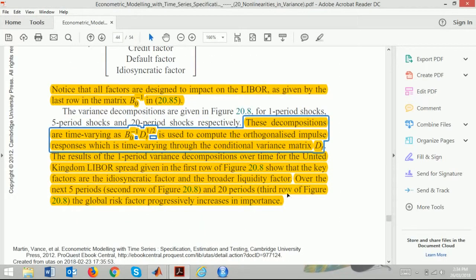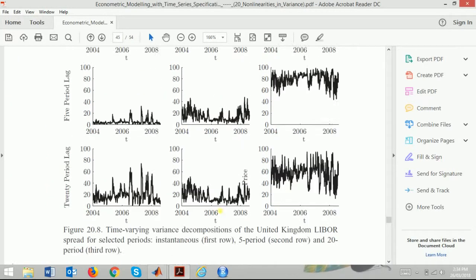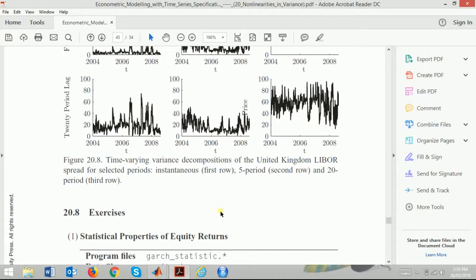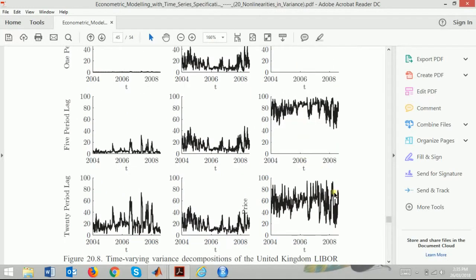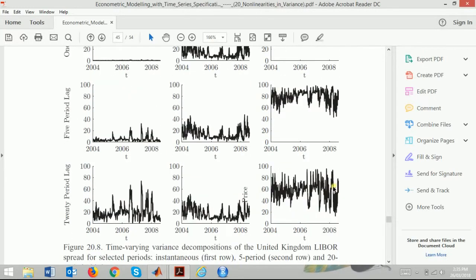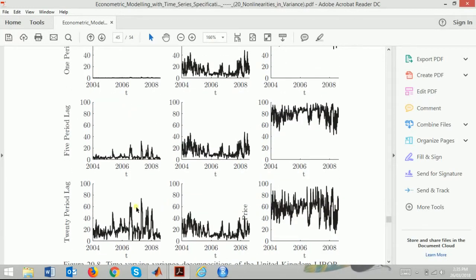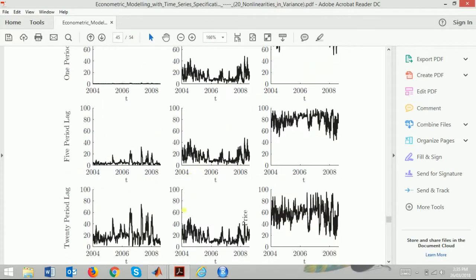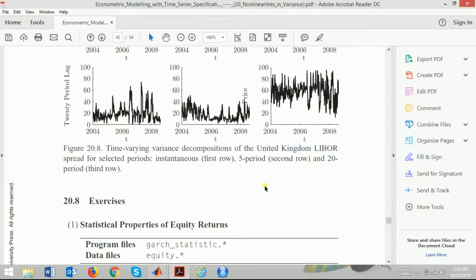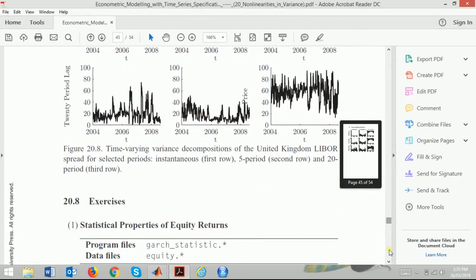Over the next 5 periods and 20 periods, the global risk factor progressively increases in importance. Does it? Global risk factor increasingly increases in importance. So yeah, global risk factor increased with shocks. So this is the problem, right? So let's see.